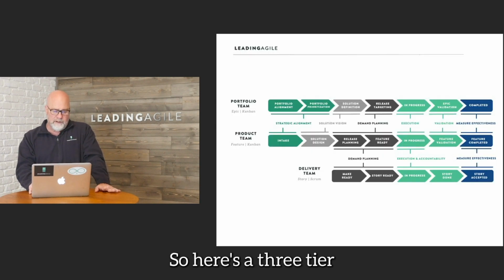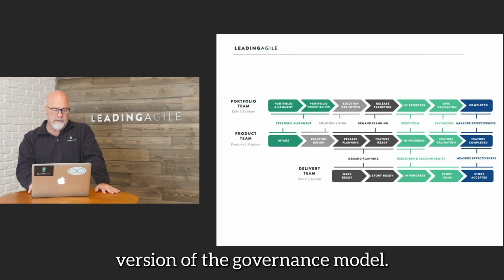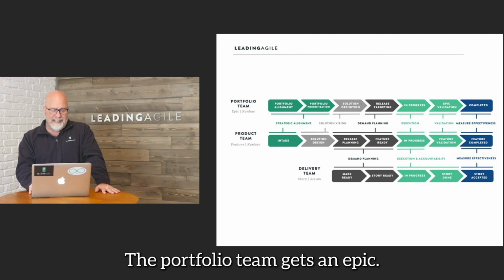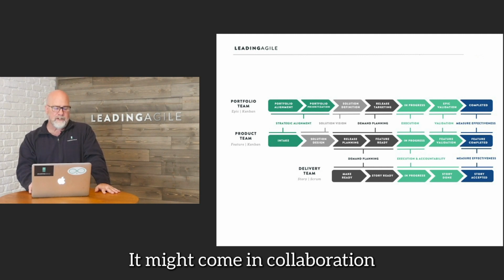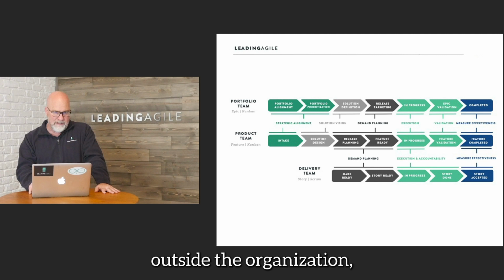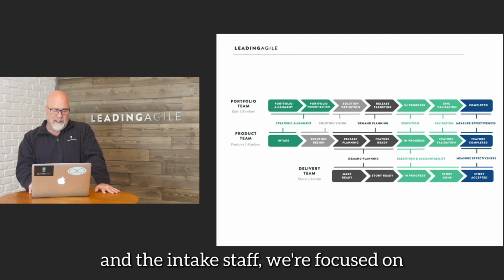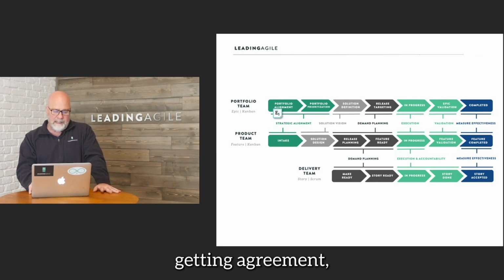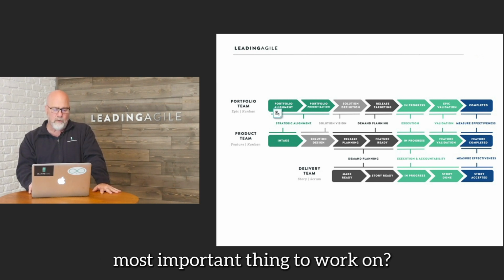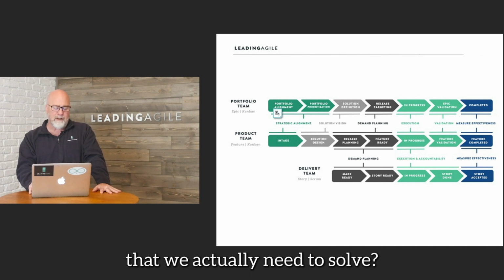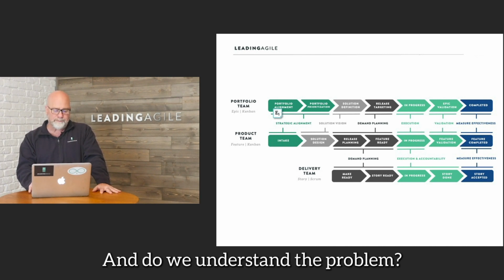So here's a 3-tier version of the governance model. The portfolio team gets an epic. It might come in collaboration with the product team. It might come from outside the organization, but an epic starts in portfolio alignment. In conversation with the product team and the intake stuff, we're focused on getting agreement. Is this the next most important thing to work on? And is this a problem that we actually need to solve, and do we understand the problem?